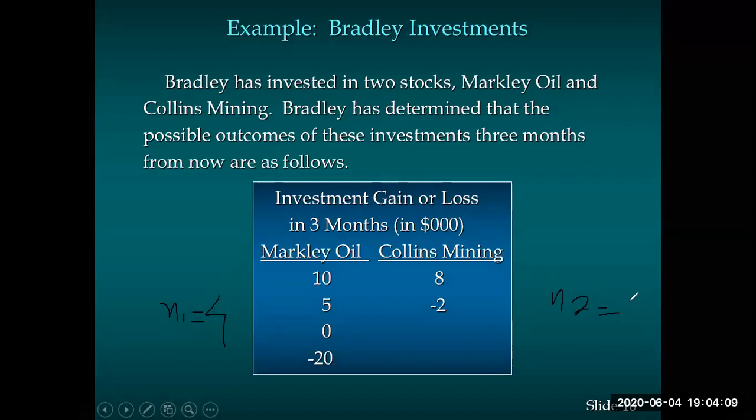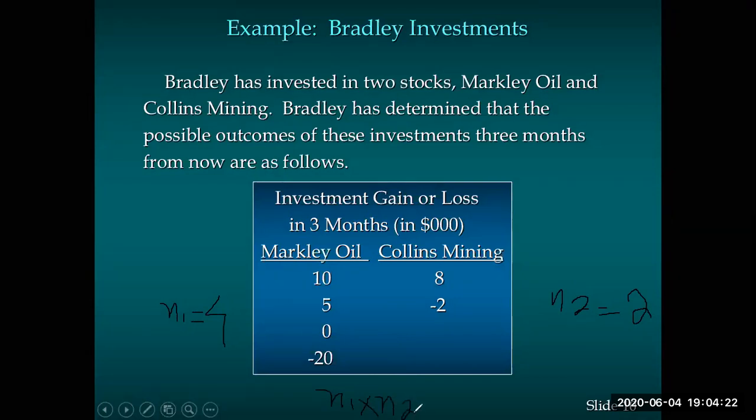So according to the law, if you want to combine these 2 experiments, the total outcomes are going to be N1 times N2. And this is called the multiplication law of counting. So this is 4 times 2, which will give us 8 outcomes. Now, how would we think of these 8 outcomes?